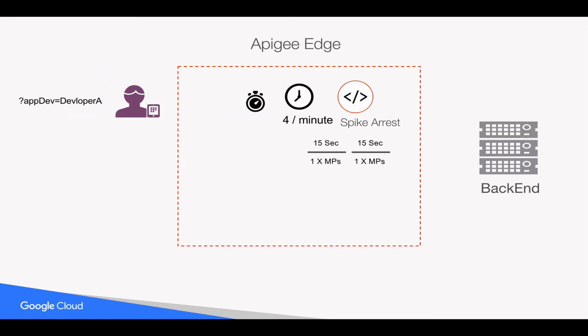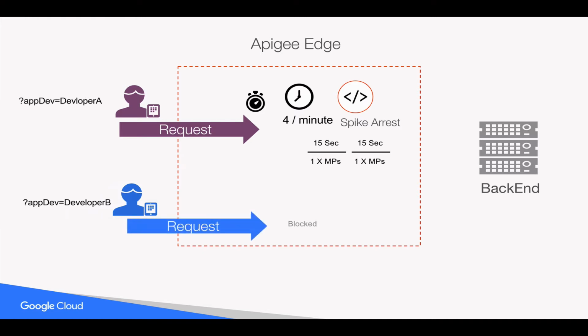But what if, let's say, developer A accesses the 4 transactions over 55 seconds and subsequently developer B logs in on the 55th second and tries to access his 4 transactions. Developer B cannot invoke a single transaction as the spike limit has already been fully used by developer A. One way to address this problem is to have a developer-specific spike arrest limit.